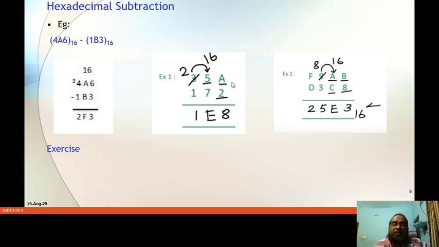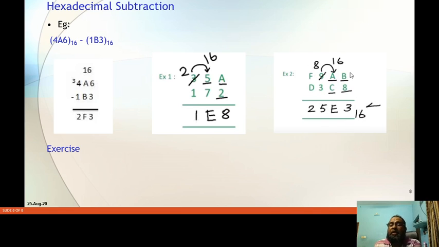Similarly, second case, A minus 2 is 10 minus 2, 8. Then 5 minus 7 is not possible. You take a borrow, so 3 becomes 2. Then 16 plus 5, 21. 21 minus 7, 14. That is nothing but E. Then here is 2, 2 minus 1, 1. That is how you can see it. The same steps apply for this example also.